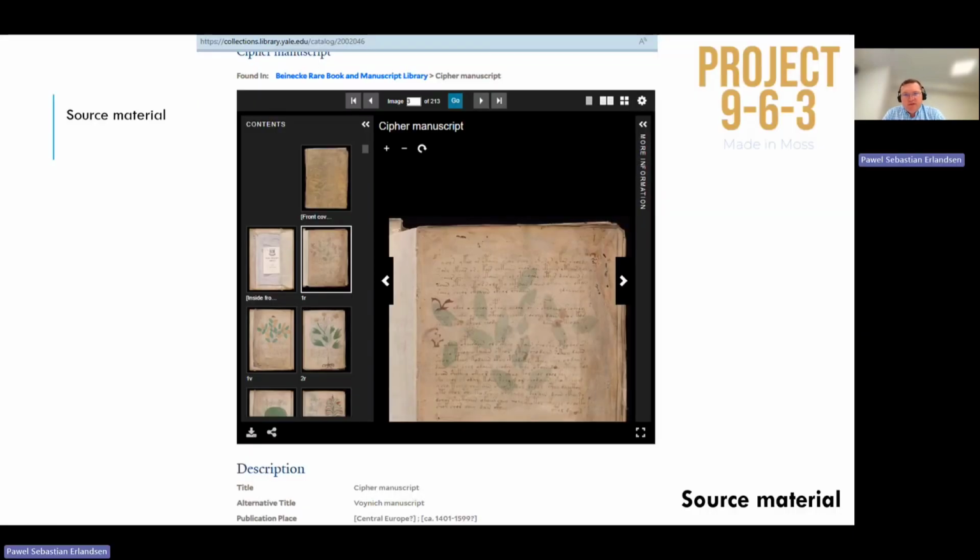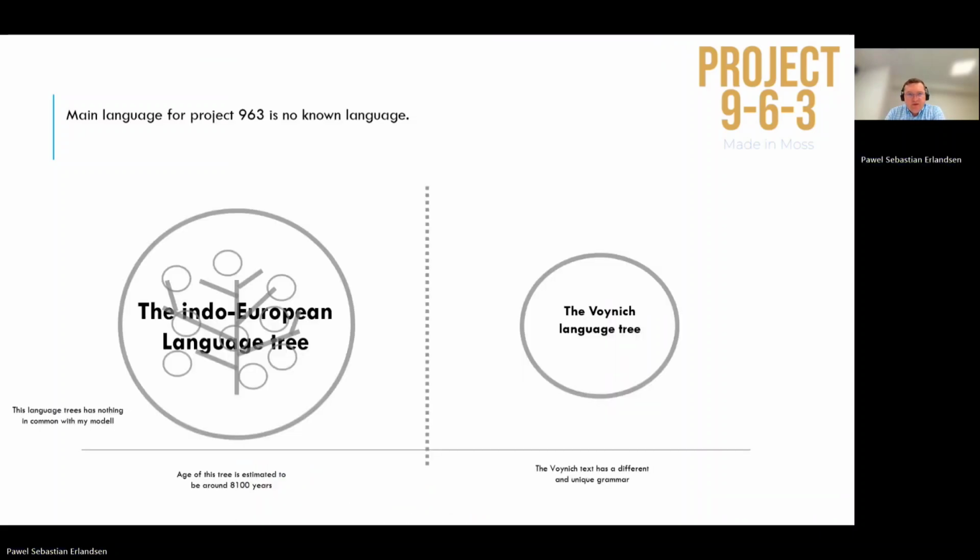The source material is the manuscript itself. It can be found here at the Yale Library. And that's all the source material I have used in this material. For this project, there are important decisions that have been made, and in the beginning I decided that I will not use any Indo-European language as a skin or as a model or as a means to directly translate the text.